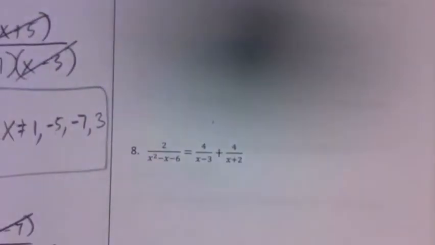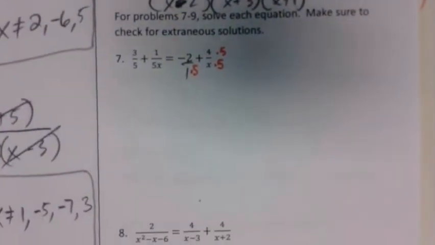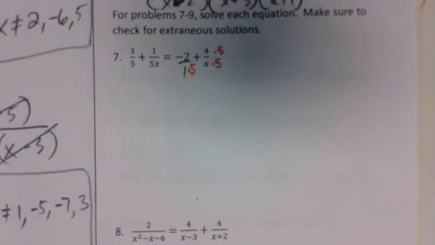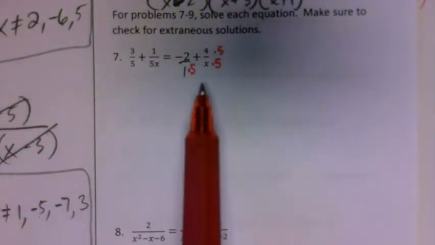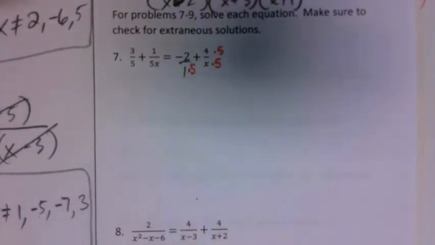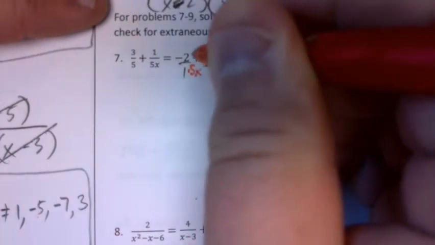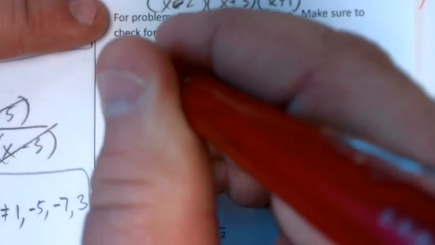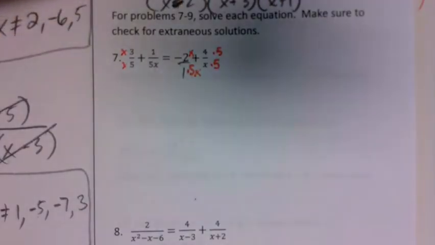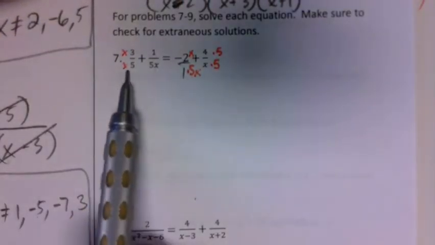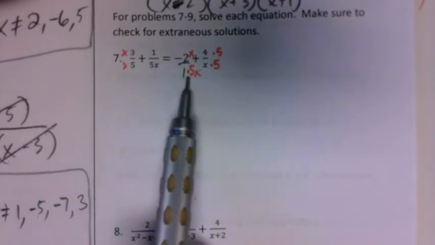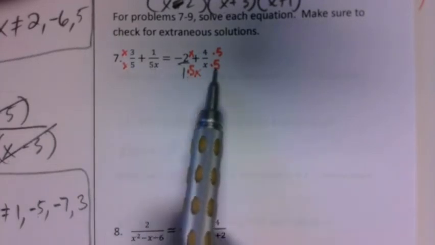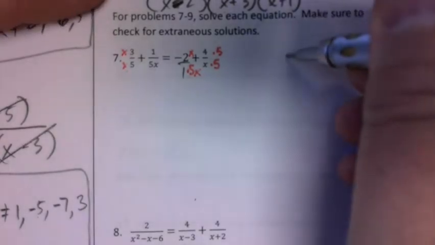I'm going to zoom in a little bit more. I'm sorry, that'd probably be a little easier to see. I guess you guys can zoom your computer out, too. So this has a 5x. This doesn't have an x, so I'm going to multiply by x, top and bottom. This has a 5x. This doesn't, so I'm going to multiply by x, top and bottom. Now look at my denominators. 5x, 5x, 1 times 5x, which is 5x, 5x. So my denominators are all the same.